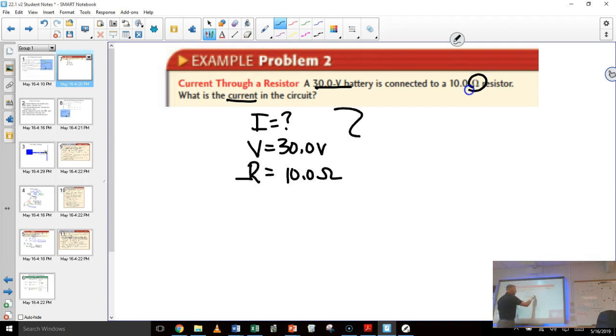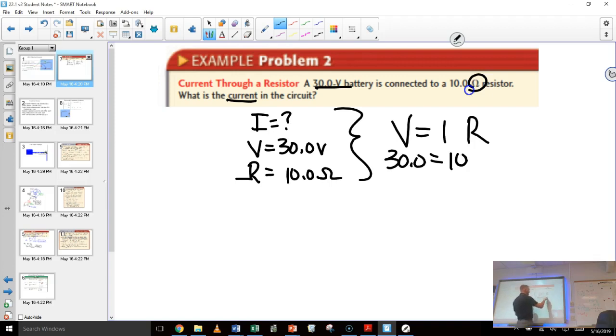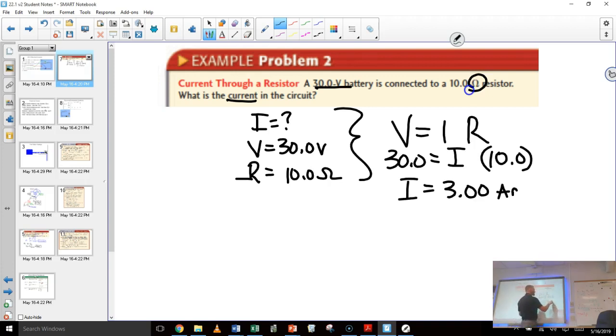So there's an equation that links all these things together. V equals IR, which is Ohm's law. Voltage being 30. Resistance is 10. Current unknown. So 30 divided by 10 is 3. And that's amps.